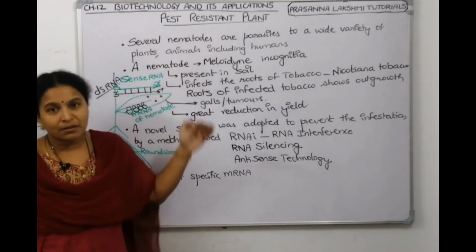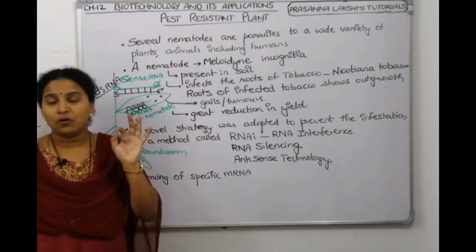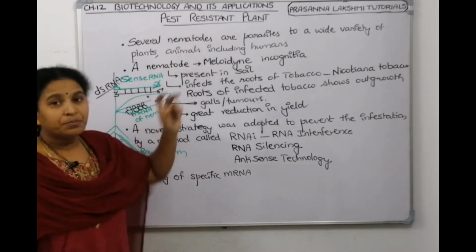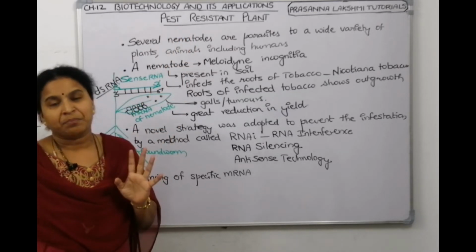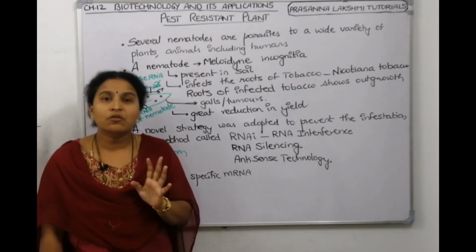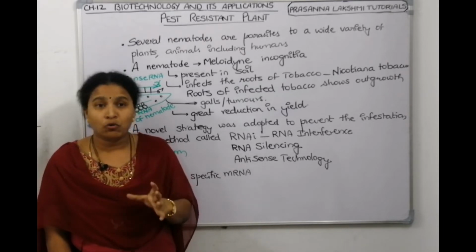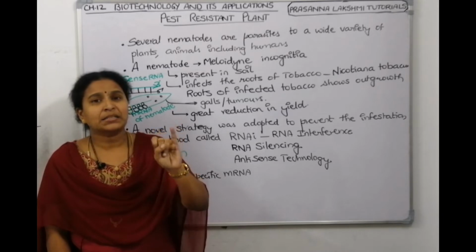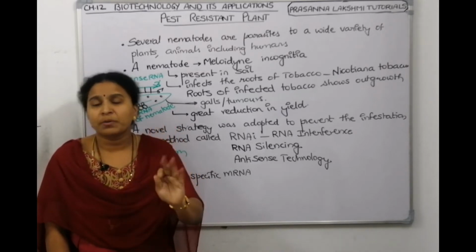So let us have a quick recap once again. Follow carefully. We are talking about how to generate a pest-resistant plant. For a pest-resistant plant, we are going to talk about a pest called nematode. There are many nematodes which are parasites of plants, of animals and of humans also.